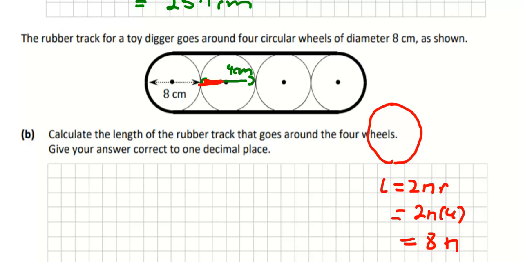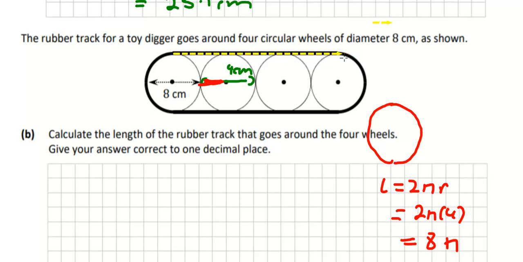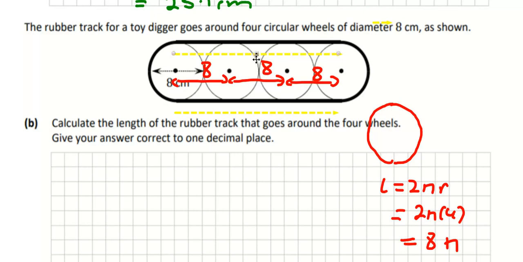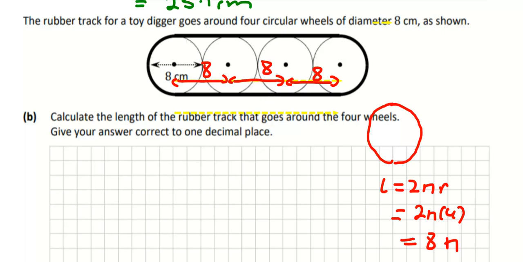Now the next part is going to be the yellow part here, which is here and here. So what we're going to get here, guys, is 8 centimeters from here to here, 8 centimeters from here to here, and 8 centimeters from here to here. So we can see that these are actually the same length as the yellow parts. So that's 24 there, so it's going to be 24 plus 8 pi. Throw that into the calculator.